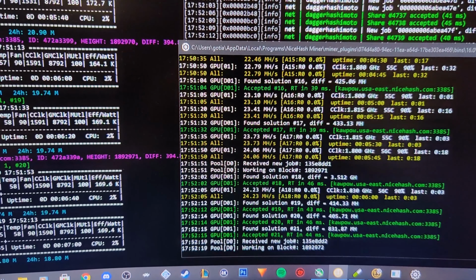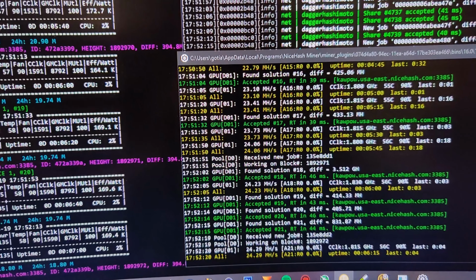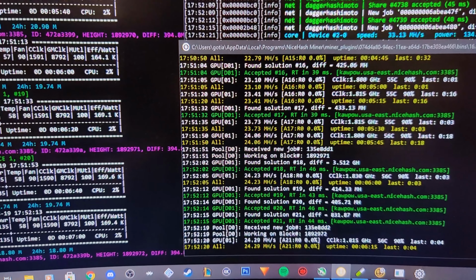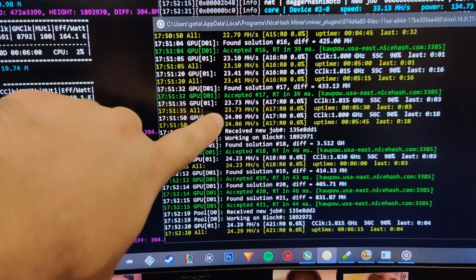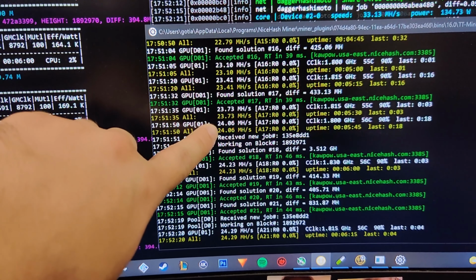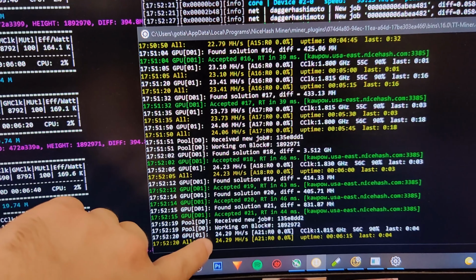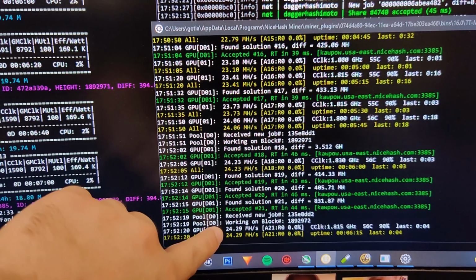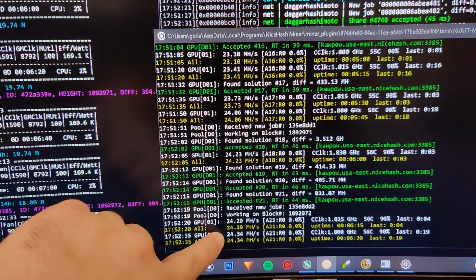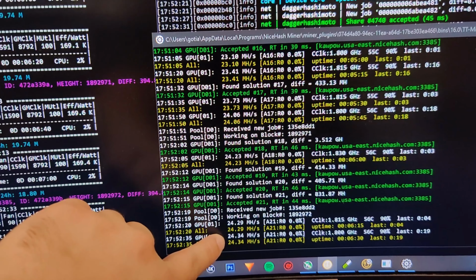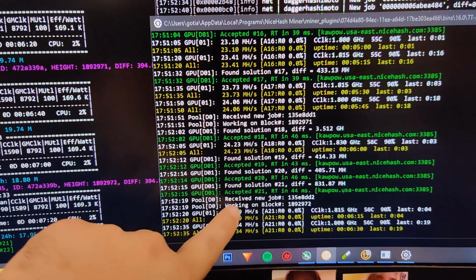Alright, so here we go. The 2070 is already starting to go, and the reason I wanted to wait a second is because it was mining at 22 mega hash before. Now it's mining at 24. It's still going up. It should peak at about 25, so I got an extra 3 mega hash out of that by increasing the power limit. But again, the efficiency goes down immensely.